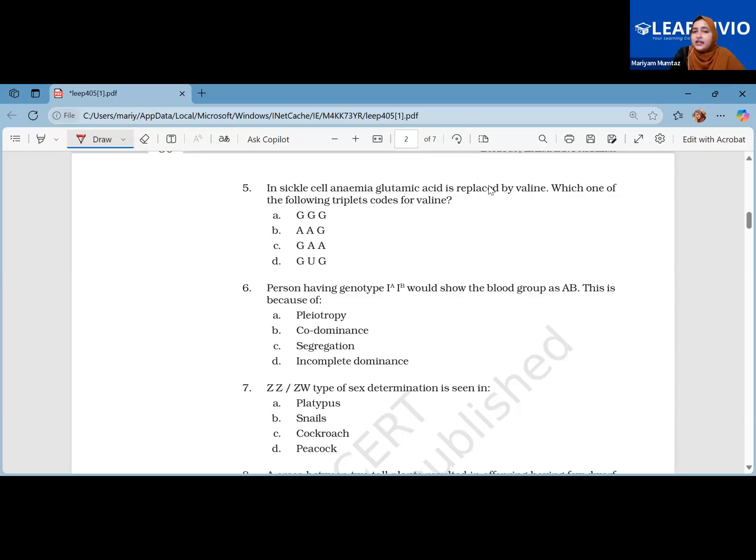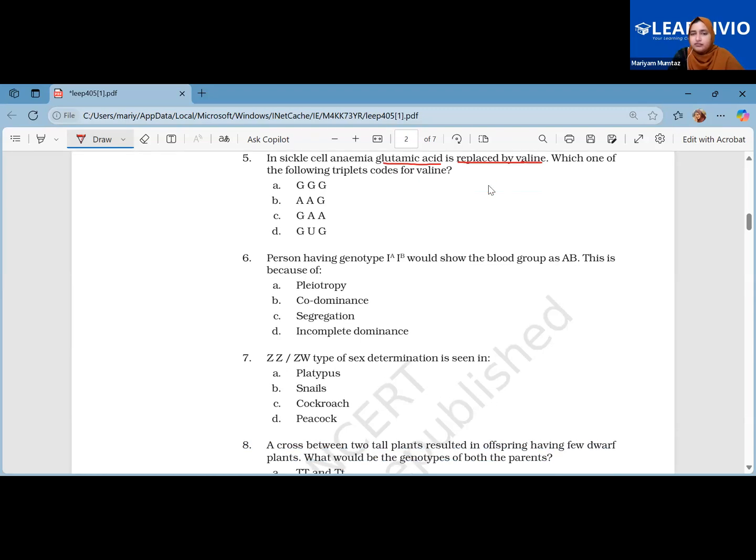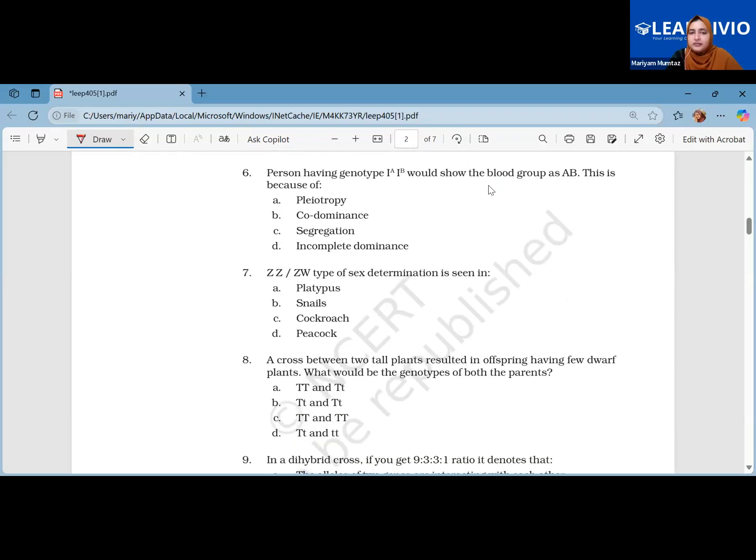In sickle cell anemia, glutamic acid is replaced by valine. Which one of the following triplet codes for valine? Okay, just skip it because genetic code, no one remembers.